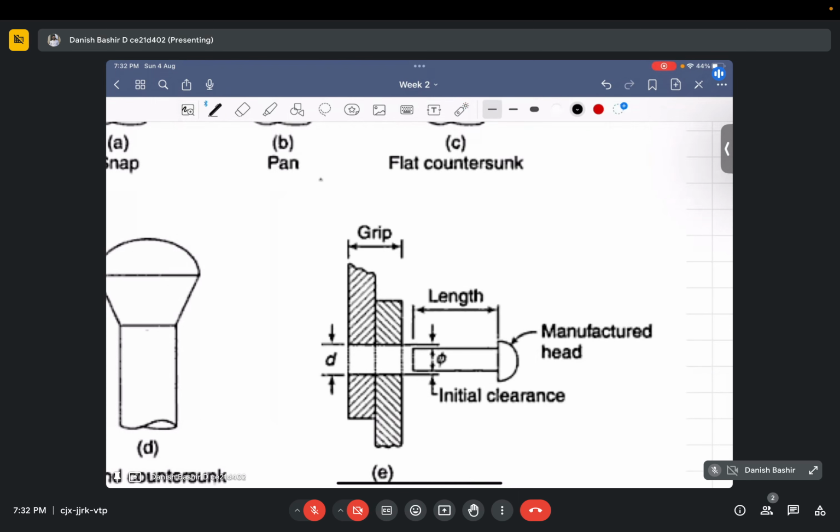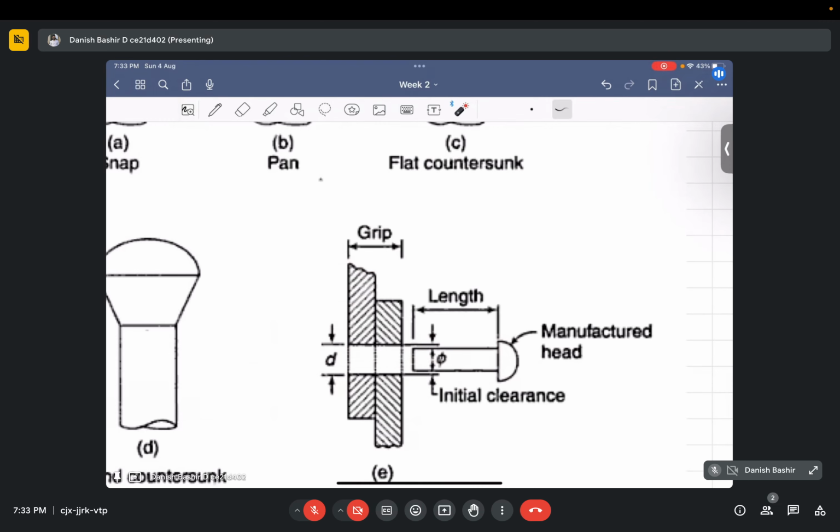We have one plate here. This is one plate. Okay, this is another plate. We are inserting the fastener in this direction. This is the fastener. So this is the manufactured head from this side. When this goes in from this side, then it is hammered from this side, and one head also becomes from this side. Okay, this is a type of process that is used in riveting.